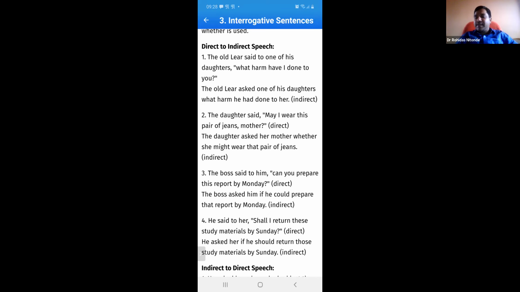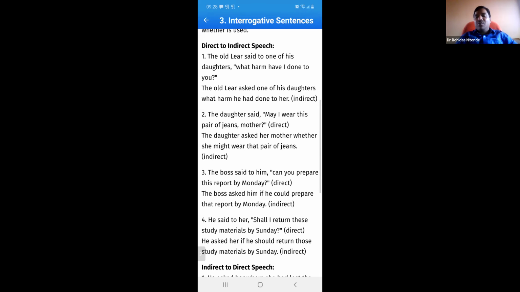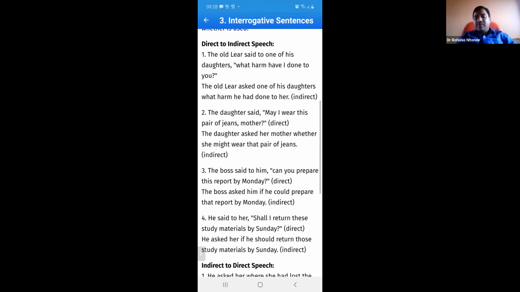Okay, in the second sentence again, said is replaced with asked, and may has been converted into might. "Whether may I wear this pair of jeans" is a yes-no type question, yes or no. So whether she might wear, okay, so may is converted into might, but there is no wh word, so we have added a conjunction called whether.